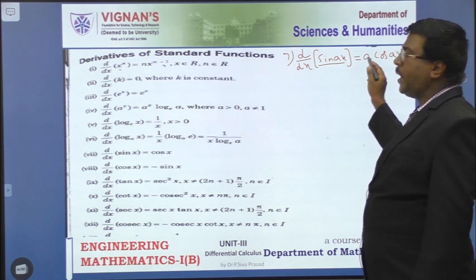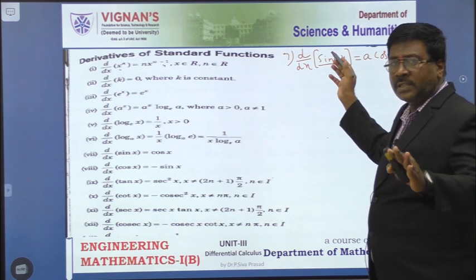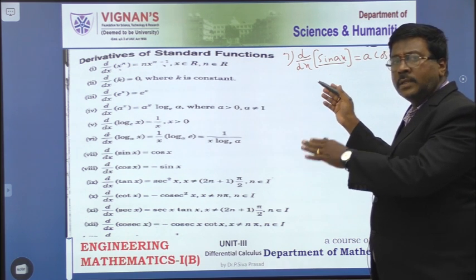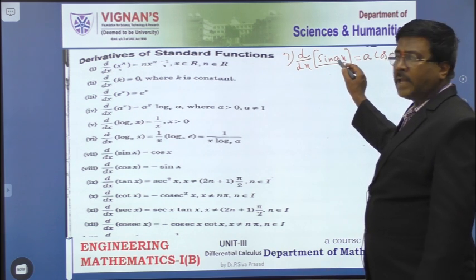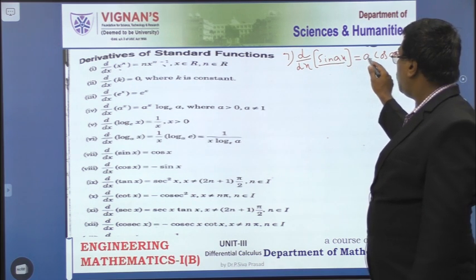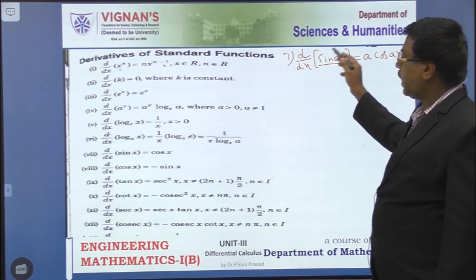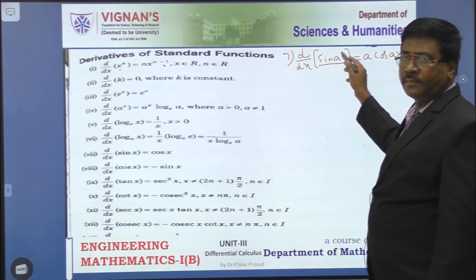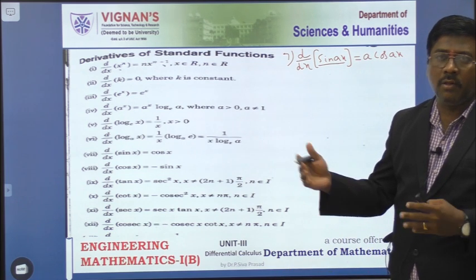You have to practice likewise. d by dx of sin x is equal to 1 into cos x. That means here, in place of a, I replaced a by 1. Similarly 2, 3, 4, 5, 6 up to 10, similarly minus 10. d by dx of sin 2x is equal to 2 into cos 2x. d by dx of sin 3x is equal to 3 into cos 3x. d by dx of sin 4x is equal to 4 into cos 4x. d by dx of sin 5x is equal to 5 into cos 5x. Likewise you have to practice all these formulas only.